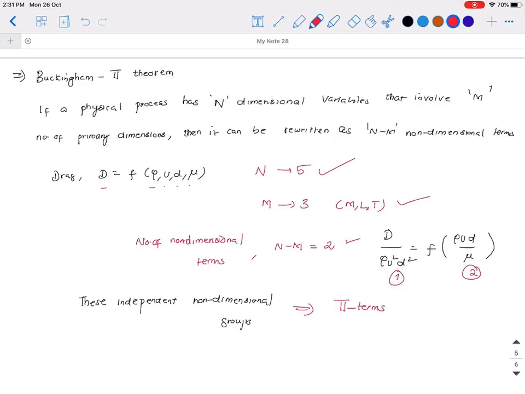We will use this Buckingham Pi theorem to actually arrive at the non-dimensional form from the dimensional form, which we will discuss in the next class.